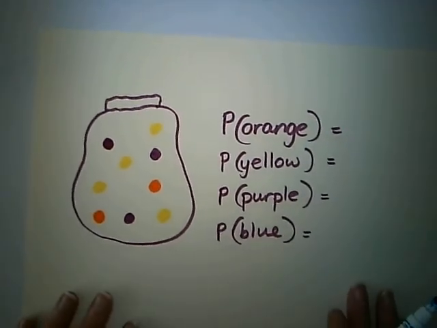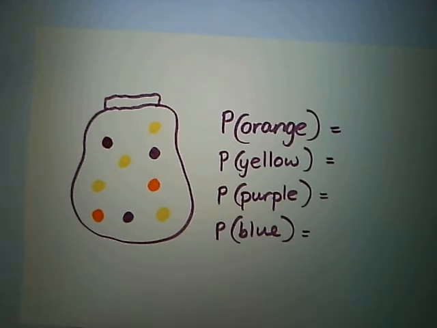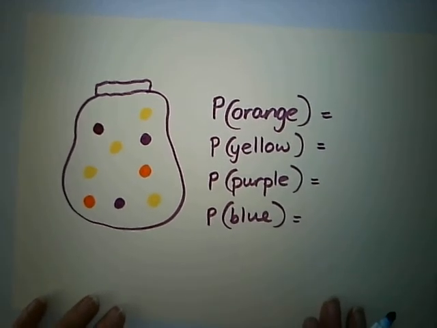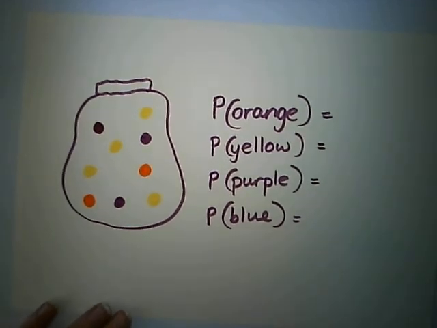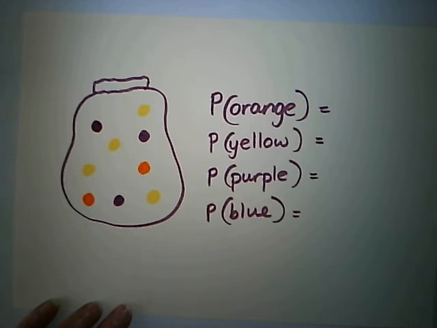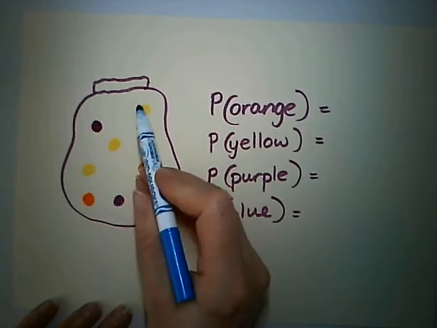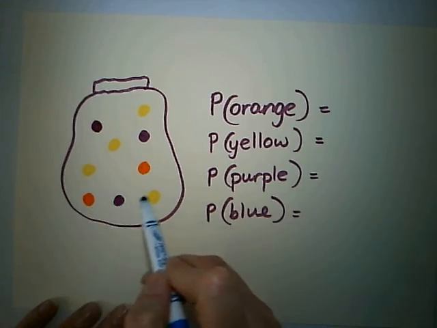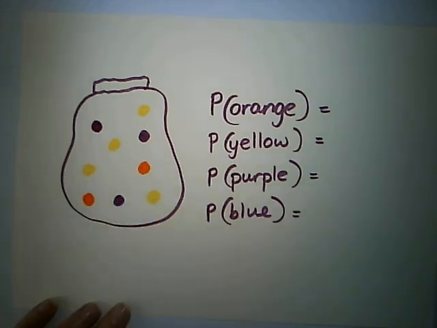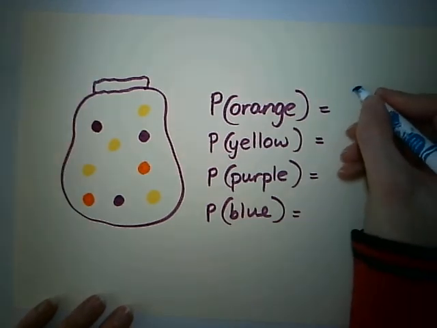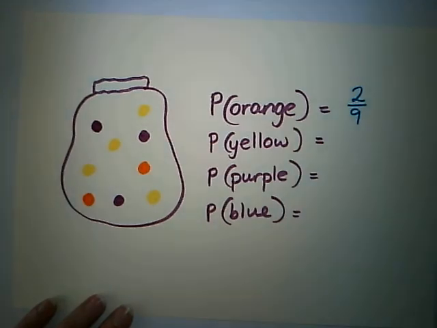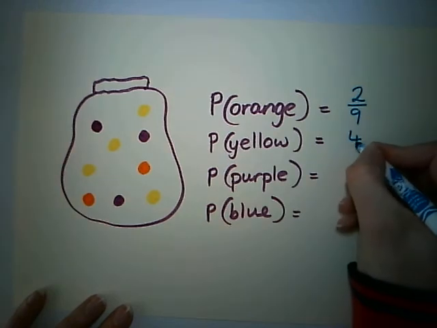Okay, so here's marbles in a bag, and what's the probability that I'm going to pull out an orange if I cannot see the marbles and I just put my hand in randomly and grab a marble? What's the probability I'm going to choose orange? So what you have to do first is count how many marbles are there in total. So there are 1, 2, 3, 4, 5, 6, 7, 8, 9 in total. So they're all going to be over 9. So orange, there's 2 orange, and there's 9 in total. So the probability of choosing orange would be 2/9. Yellow, well, there's 4 of those, so 4/9.